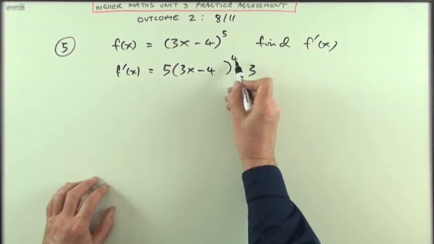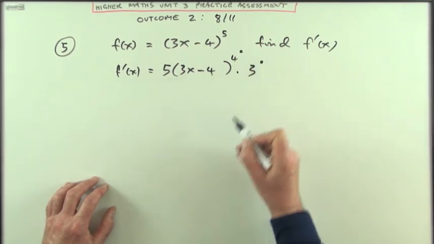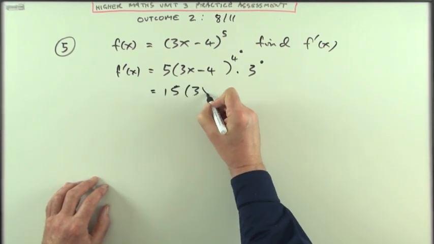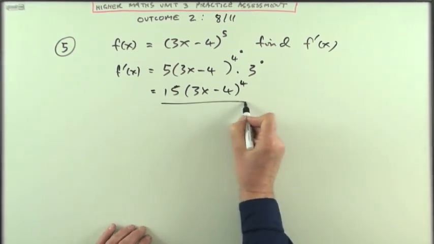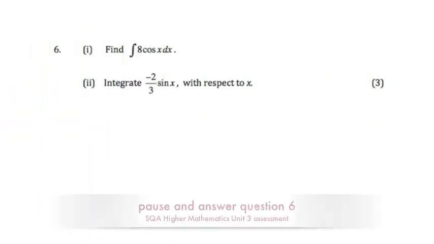There's the 2 marks. One for saying 5 times to the power 4, and the other one for saying times 3. But finish it off. 15 times 3x minus 4 to the power 4. Fairly painless 2 marks.